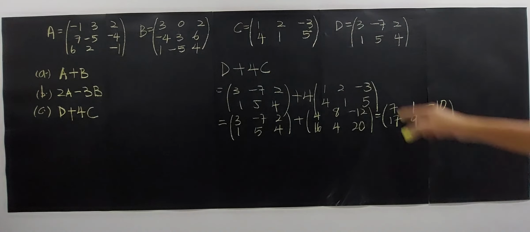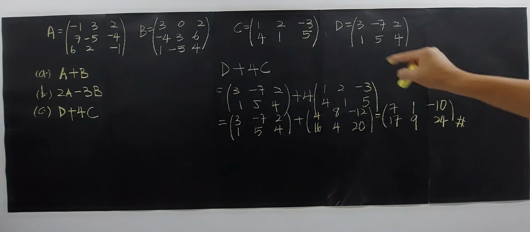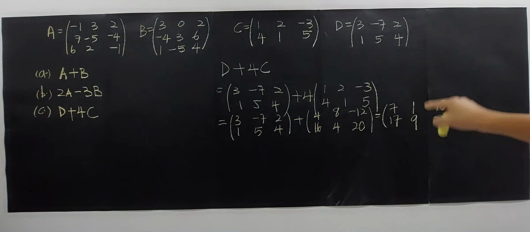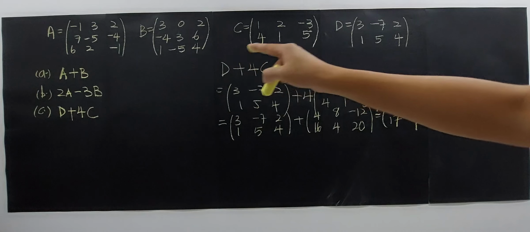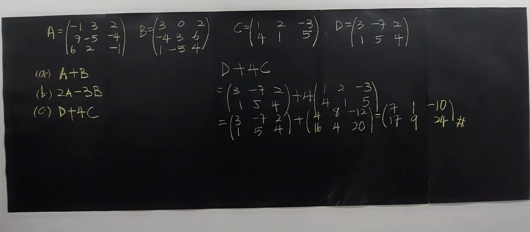Very simple. Because they have the same order, we can add up and produce another matrix which also has the same order as the respective matrices. That's all for this. Hope you understand.